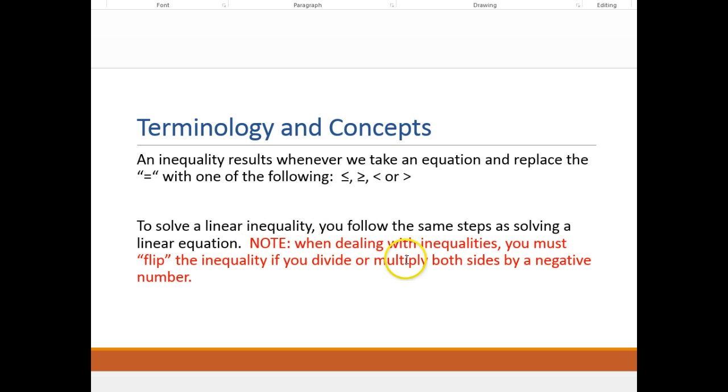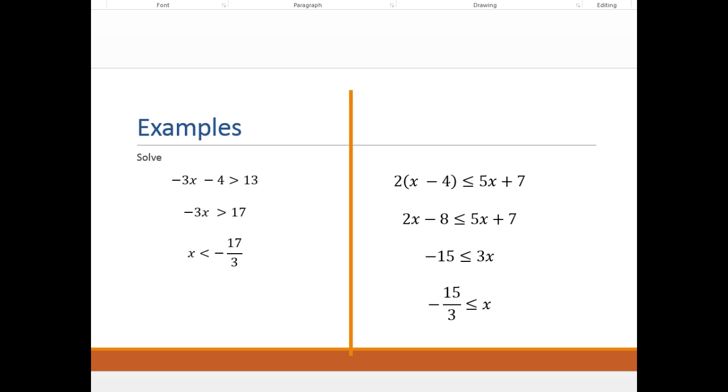However, there is one caveat. There's one thing we have to be aware of: when dealing with inequalities, we must flip the inequality when we multiply or divide by a negative number. So if I have a less than, and I multiply or divide by a negative number, I will have to change it to a greater than. And that's when I'm doing that to both sides. Let's see some examples of this.